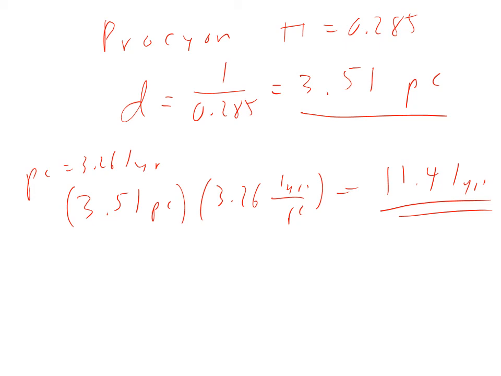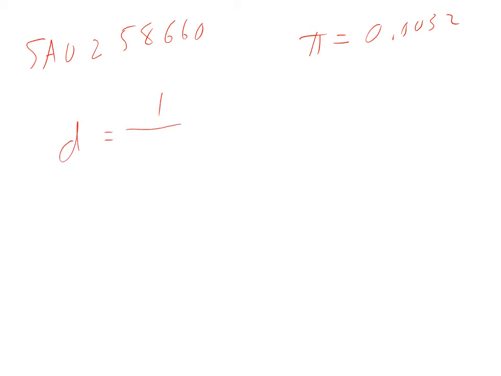What was the farthest star on the list? The farthest star on the list was SAO 258660 and had a parallax of 0.0032. So how far away is that star? 1 divided by parallax, 1 divided by 0.0032. So 1 over that is going to be about 312 parsecs.